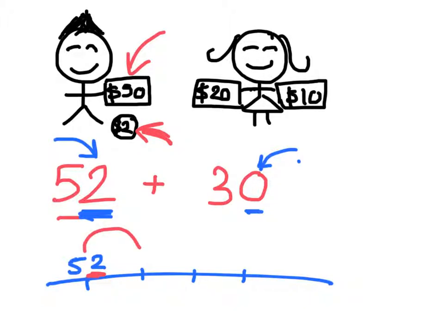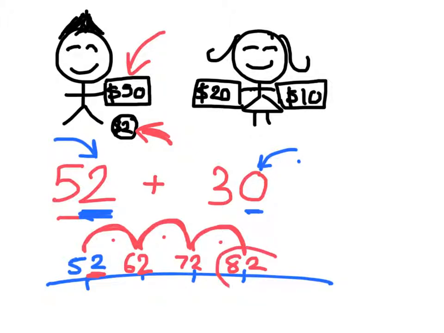So 52 will become 62. 52, 62, 72, 82. There we go. We've skip counted 3 times, and we've plussed 30, and our answer is 82. That's the first way to do it, using skip counting.